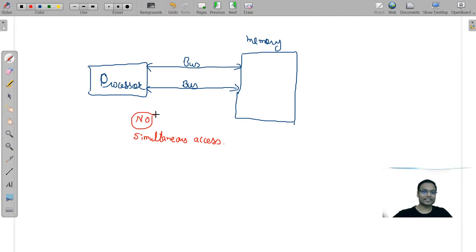So here simultaneous access is not possible. Why? Just because the memory is single. Memory can perform only one operation at a time.